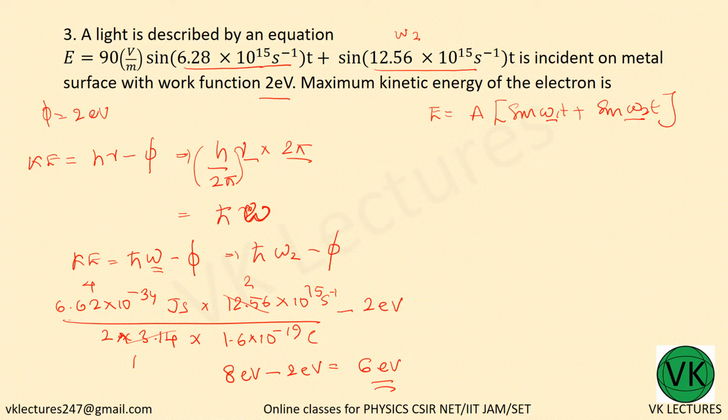Sometimes the question will be, what is the minimum kinetic energy. So instead of omega 2 you have to use omega 1, and you should also check that h cross omega 1 is greater than phi. Only then will the electron get ejected. Otherwise there won't be a minimum. This is the maximum kinetic energy.